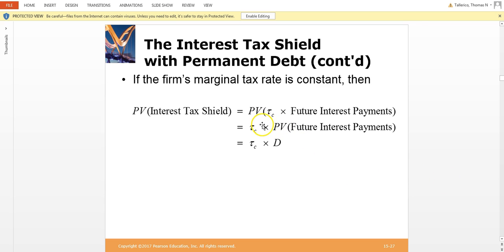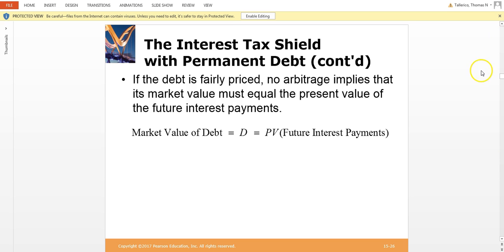So basically what we have here is with a constant tax rate, we take the present value of the corporate tax rate times the future interest payments, and we can pull out the TC from the equation because that's constant. And the present value of the interest tax shield is just the marginal tax rate times the amount of the debt. So that's basically what you get with this equation here.